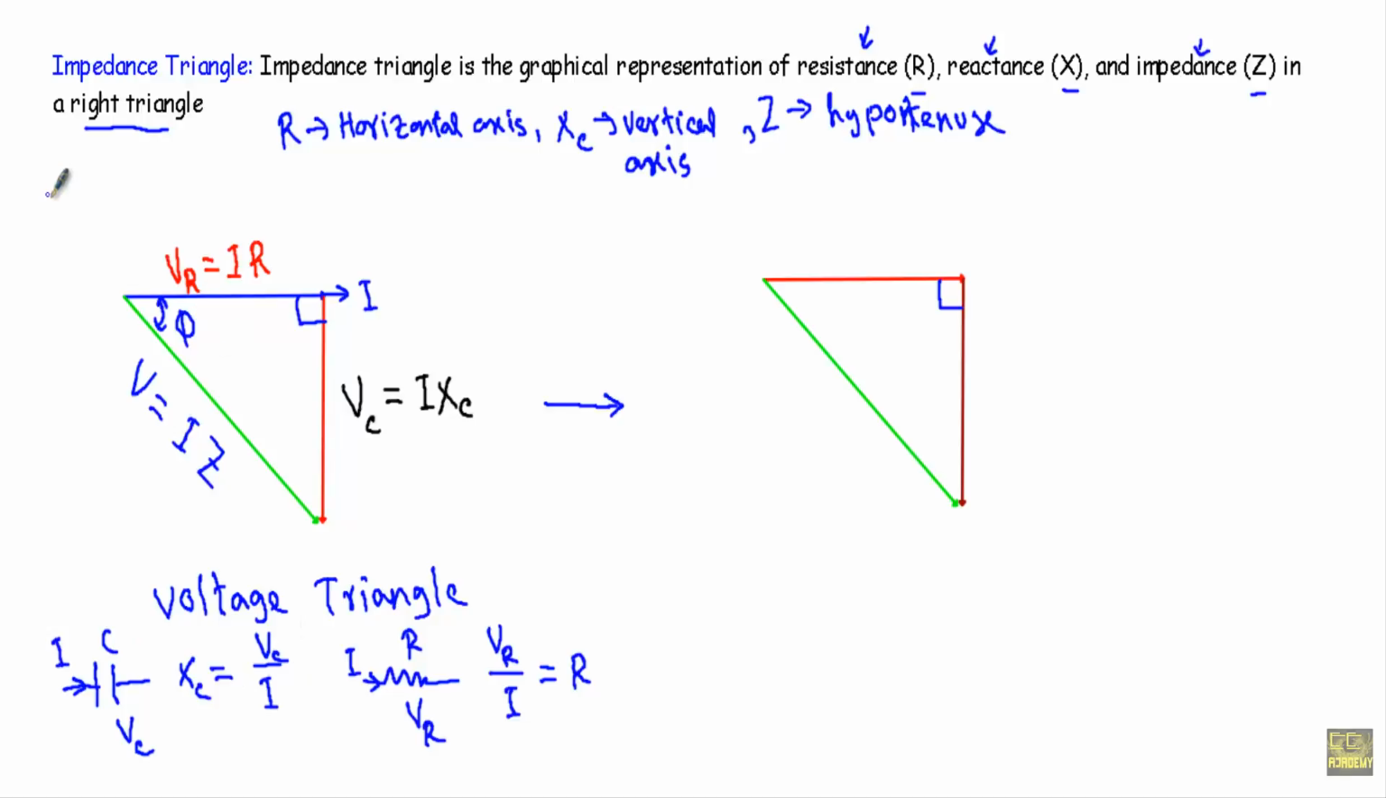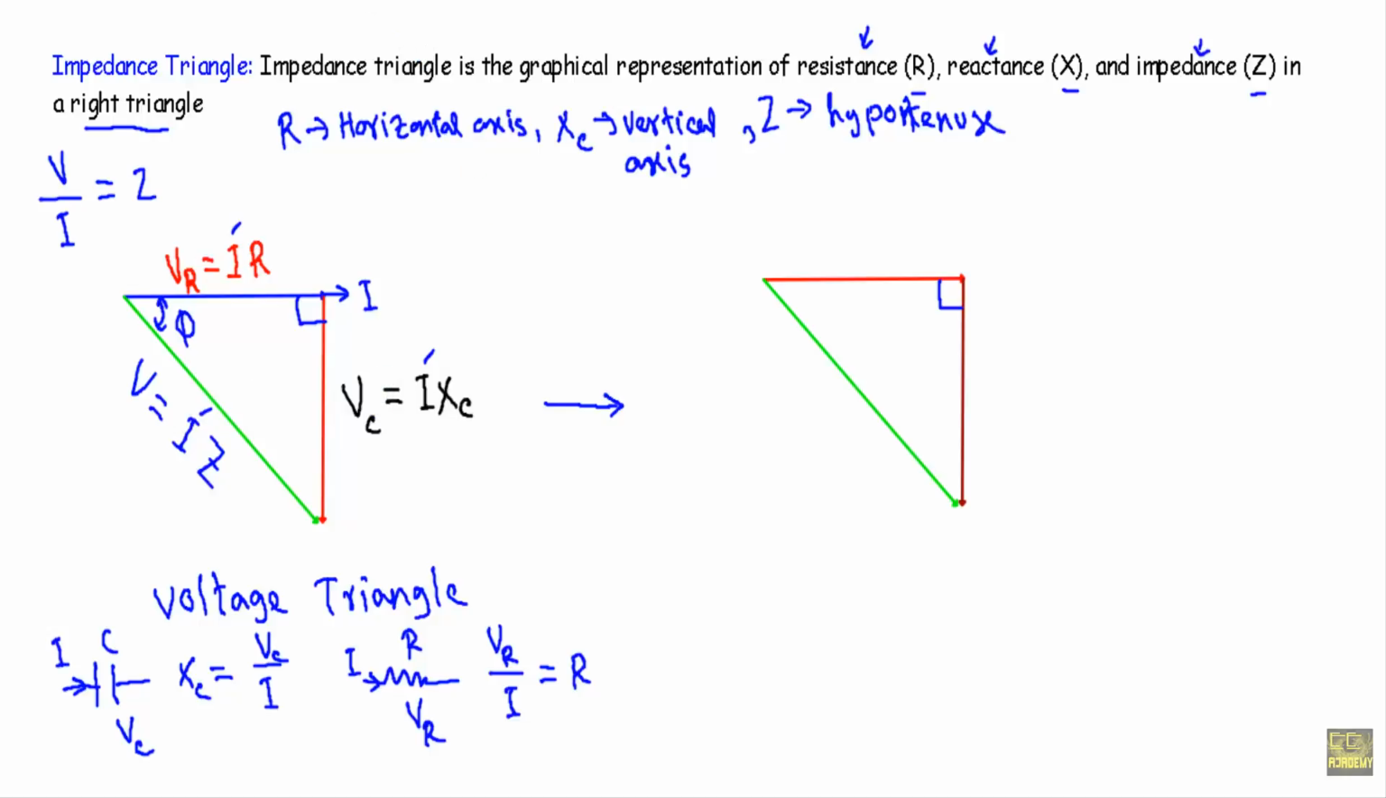I. If in a circuit the applied voltage is V and the total current I, if I take the ratio of applied voltage by current, I will get the impedance Z. Z is the ratio of phasor voltage to phasor current, total applied voltage to total current in the circuit. See here, in VR equal to IR, this I is common, and this I is common here. In all the terms I have I.